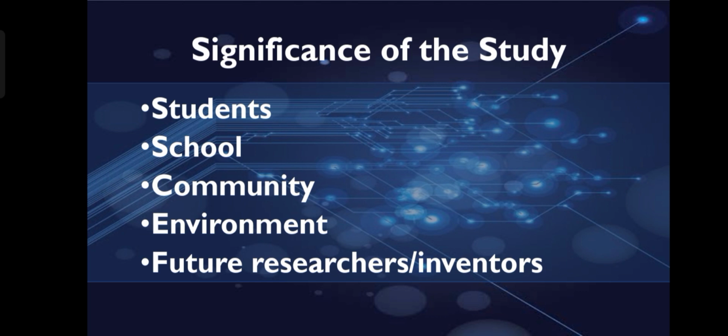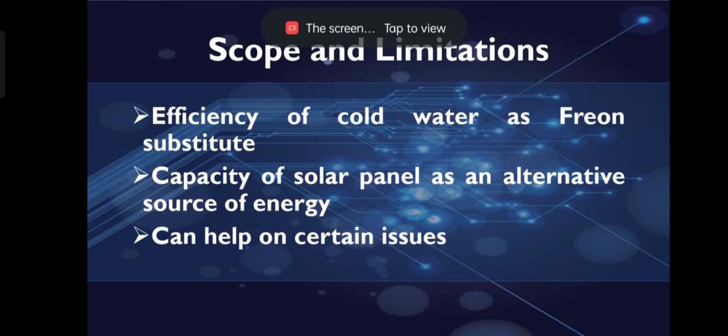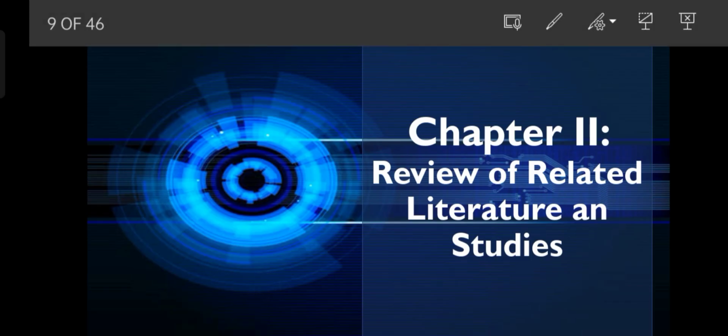So this study is significant to the students, school, community, environment, and future researchers. So the scope and limitation of this research is efficiency of cold water as Freon substitute, also the capacity of solar panel as the alternative source of energy and can help on certain issues.